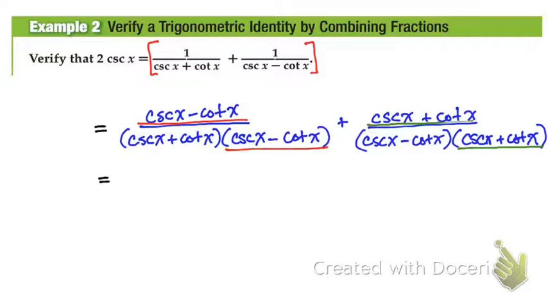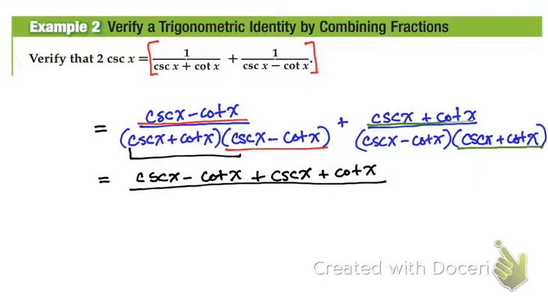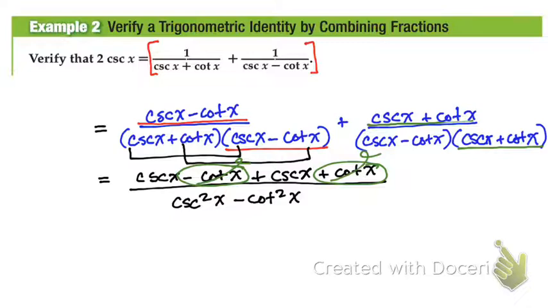but the numerator becomes cosecant x minus cotangent x plus cosecant x plus cotangent x. And the denominator is going to be multiplied these two binomials out. And because it's like a plus b times a minus b, it actually simplifies into cosecant squared x minus cotangent squared x. Now again, this isn't really even that crazy looking because these guys cancel each other out. Those are gone. So I'm left with 2 cosecant x.